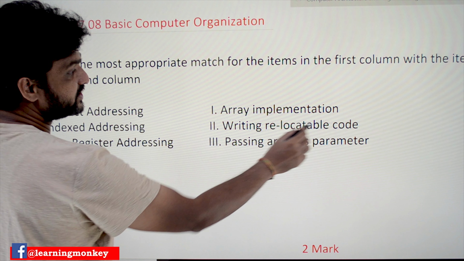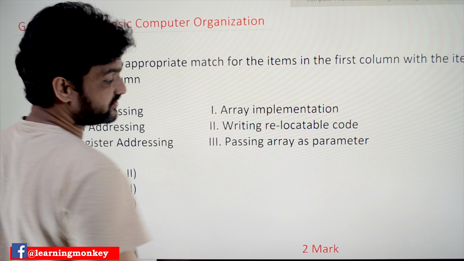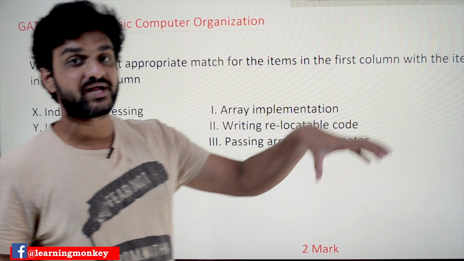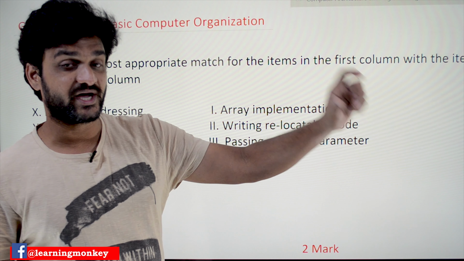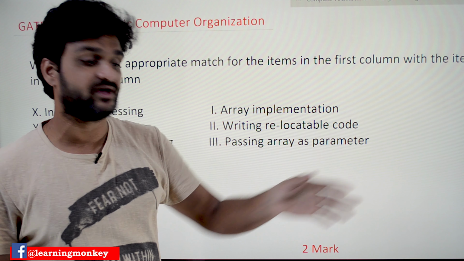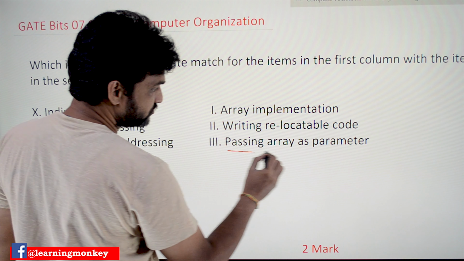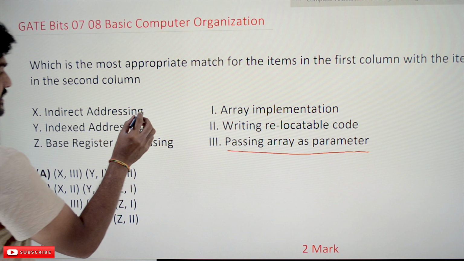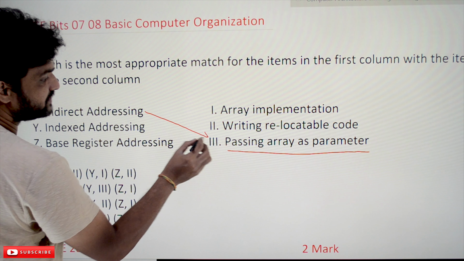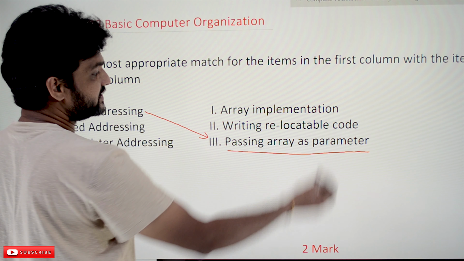No, it is not. Writing a relocatable code, it is also not. The other one is passing an array as a parameter. Whenever we pass an array as a parameter in a function, what do we pass? We pass the address, the starting address of the array. Here it is what we call a pointer. Address means it is a pointer, and indirect addressing mode is the implementation. So the appropriate match is passing array as a parameter.